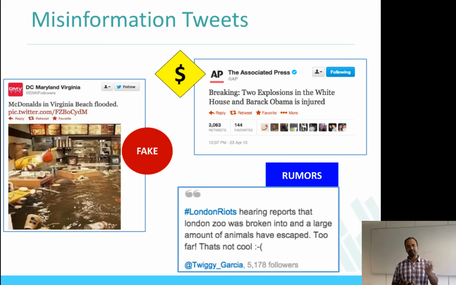And some tweets, some images that I actually talked about even in my first lecture, which is the McDonald's Virginia Beach flood, the image on the left, where the image was actually a real image but was not taken during the Virginia Beach flood, but was actually taken many years before. And the Associated Press I've used in the past also. Here is a rumor on the right-hand bottom, which is London riots. Hearing reports that London Zoo was broken into and a large amount of animals have escaped. That's again a rumor. There have been many rumors like this in many of the events that have happened in the past.